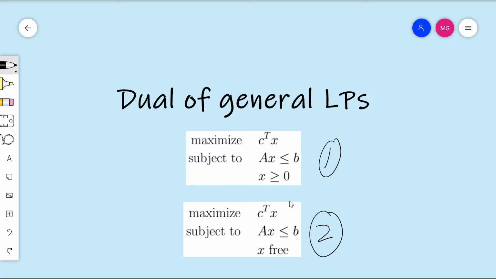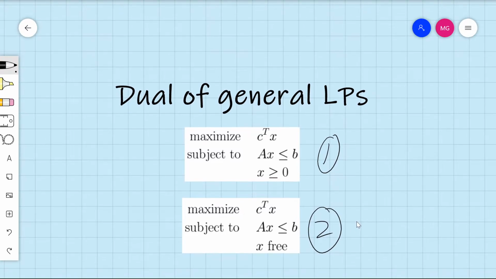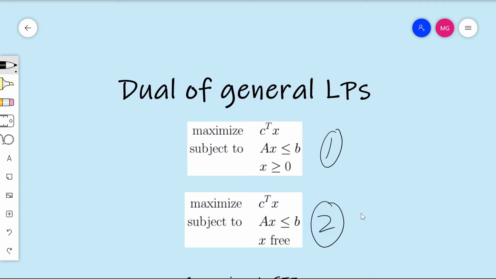The difference is that with type 1 here, we were forced to have variable non-negativity constraints. With 2, we might still have them, but we don't need to. It's not necessary. They could be free. The only constraints are whatever's imposed by the matrix A and the right-hand side. So let's see how to take the dual of both of these. We'll start with 1.